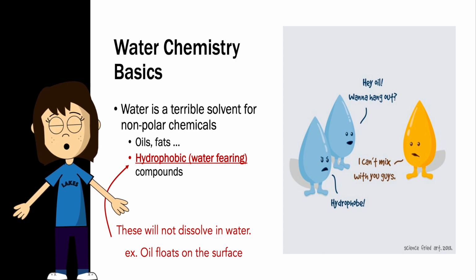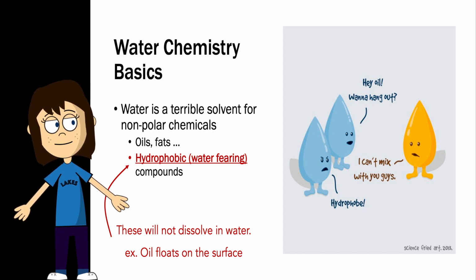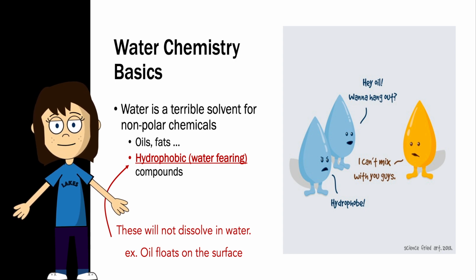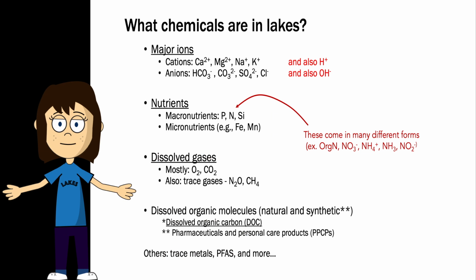And we call these hydrophobic, or water-fearing compounds. These will not dissolve in water, which is why oils float on the surface of lakes. So what classes of chemicals do we find dissolved in water?